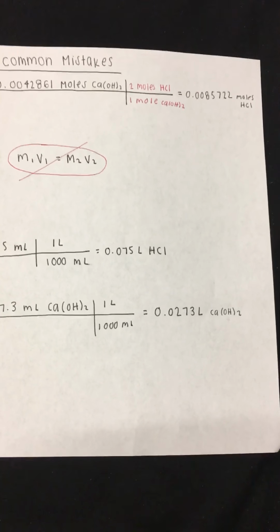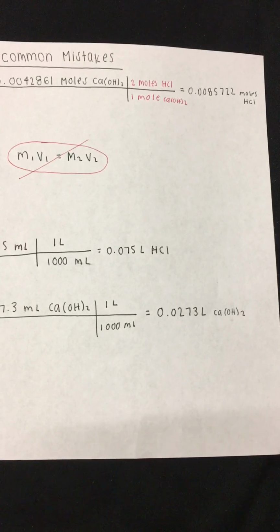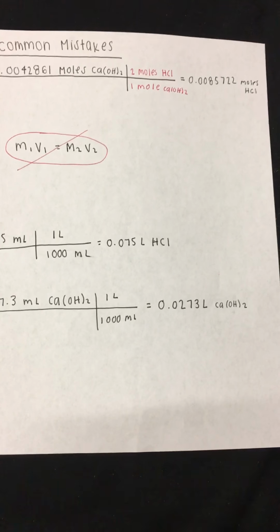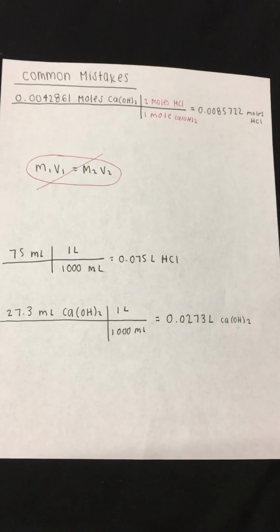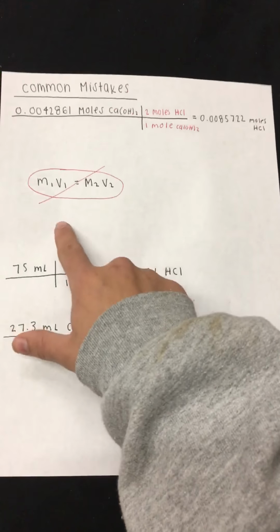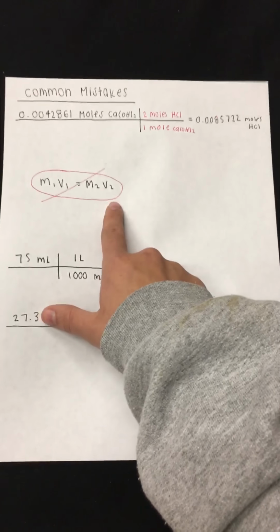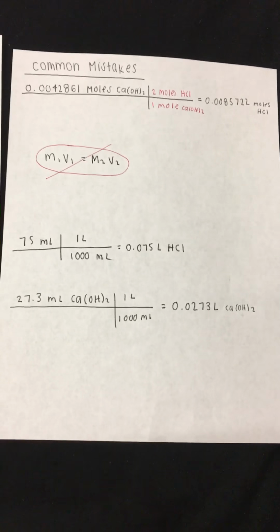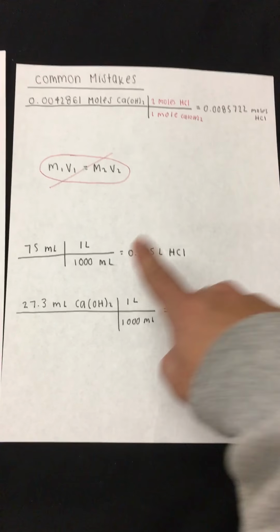Now we are going to look at some common mistakes that people make during titration problems. The biggest common mistake is forgetting that the moles of HCl can be found from using the moles of calcium hydroxide by using stoichiometry. Be careful not to use the equation M1V1 equals M2V2. Another common mistake is forgetting to convert the volumes of the solutions from milliliters to liters, as you can see here.